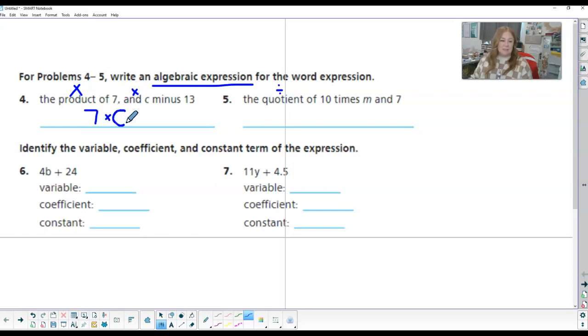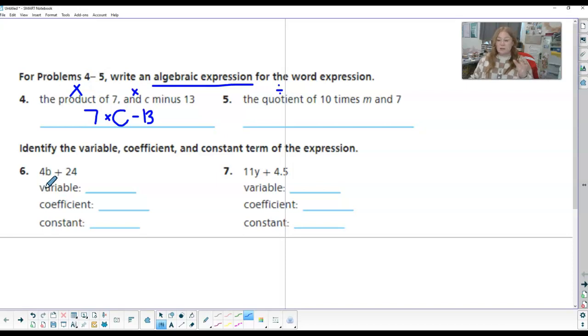7 times c. And then it says minus 13. Now it does not want us to take it away from 13. It just says minus 13 so we can keep it at the end here. So have you try number 5. And then number 6 wants us to find the variable, the coefficient, and the constant.